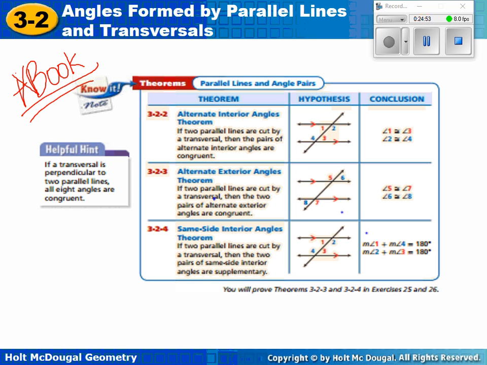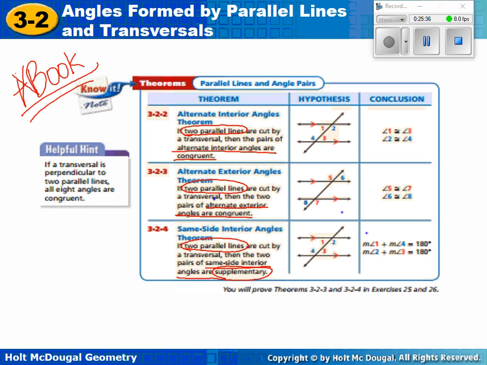That if you have alternate interior angles, alternate interior angle theorem, it's a theorem because we're proving it true. It says if two parallel lines, because again, that's the foundation today, is the lines have to be parallel, then the alternate interior angles will be congruent. Alternate exterior angles theorem. If two parallel lines are cut by a transversal, then the alternate exterior angles are congruent. Same side interior angles theorem. If two parallel lines are cut by a transversal, same side interior angles are supplementary.